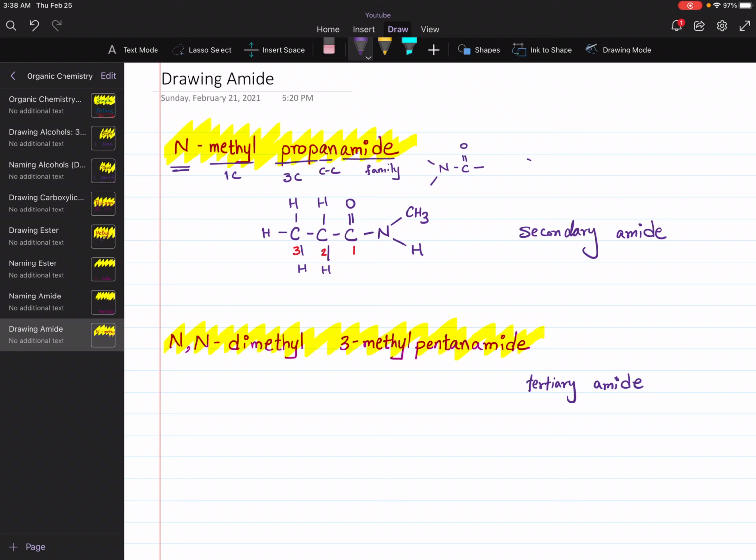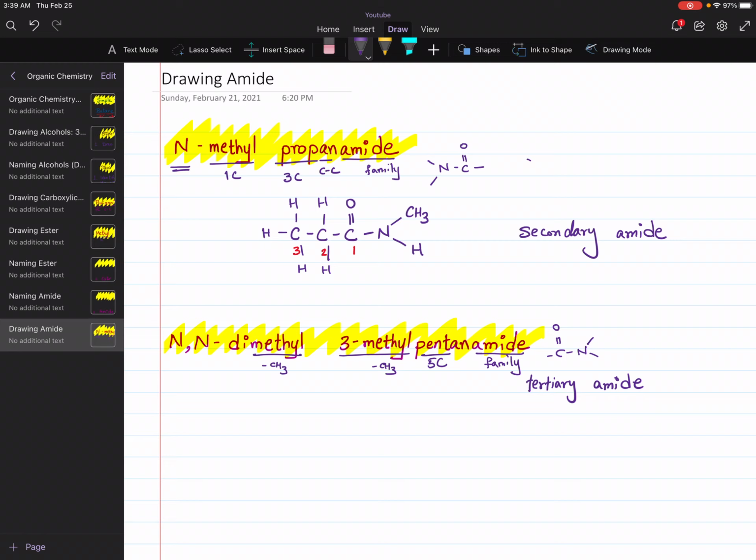Let's look at the name and try to figure out what this structure looks like. It's an amide, which tells us the family: a carbon bonded to the nitrogen, and this carbon also has a double bond to the oxygen. Pent is telling us that there are 5 carbons. 3-methyl is saying there is a CH3, a 1-carbon branch on the 3rd position, and we have N,N-dimethyl, which is also a 1-carbon branch on the nitrogen, and we have 2 of them.